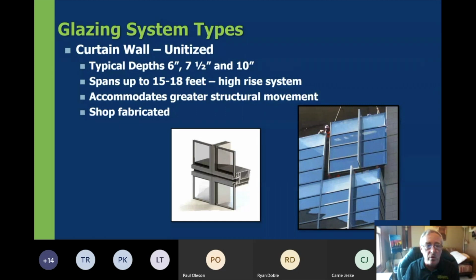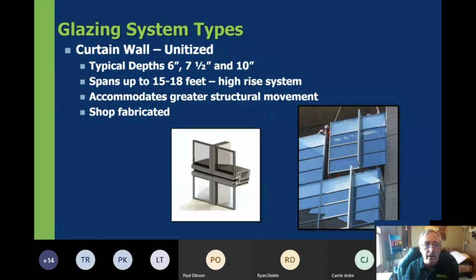The unitized curtain wall typically comes in the same depths as the stick built and spans 15 to 18 foot depending on reinforcing. This is usually used for high-rise construction. It accommodates greater structural movement, primarily due to the deep joint usually at the floor lines that is associated with the unitized system. And usually this is shop fabricated to high tolerances.